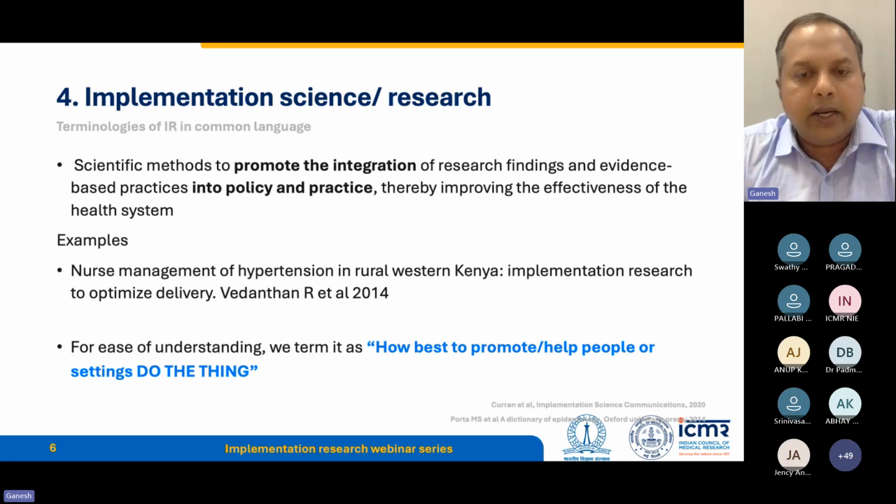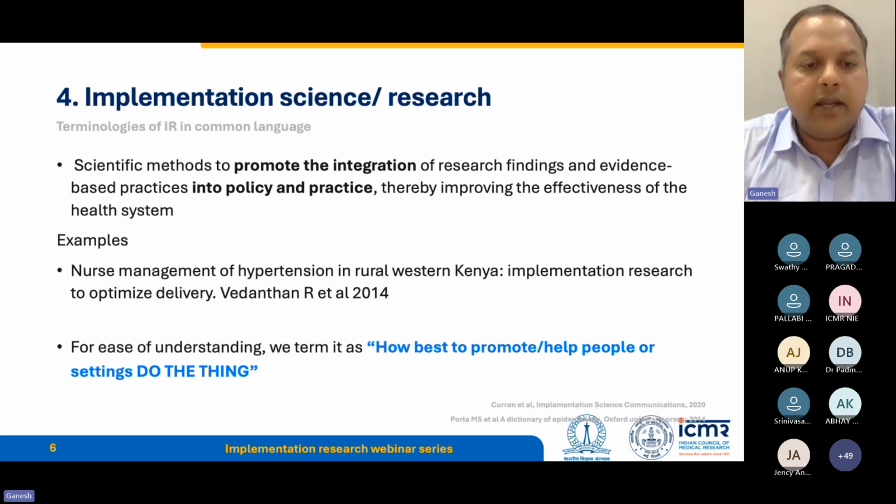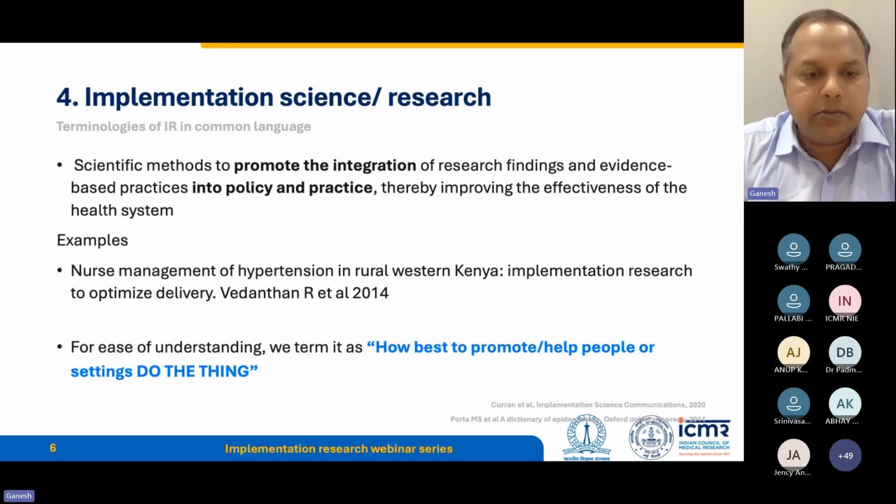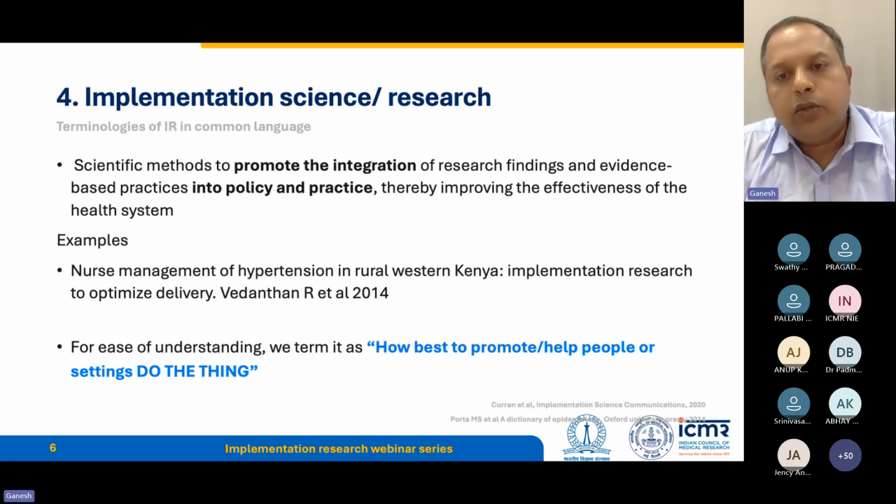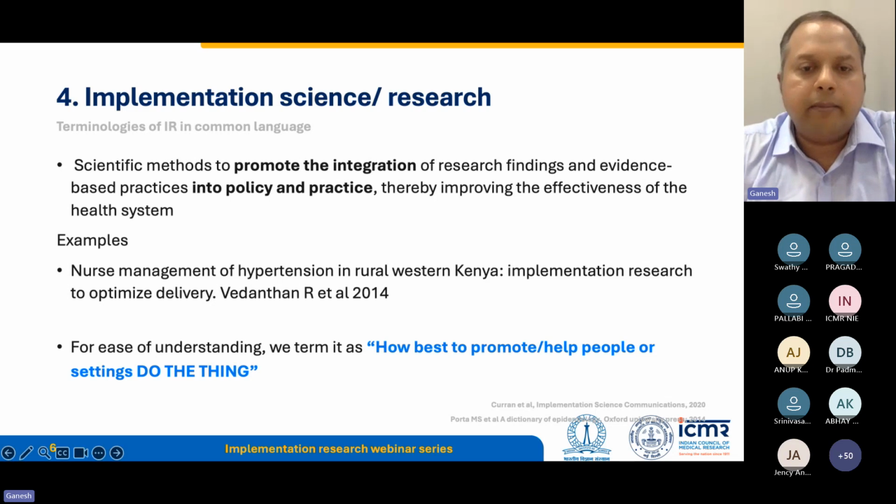Now we have to measure how well that nurse based intervention on hypertension management is improving the control of people with high blood pressure. So that's what is meant by how best to promote or help the people or settings. The setting here can be a clinical setting, it can be a program setting, to do the thing, which is hypertension management.